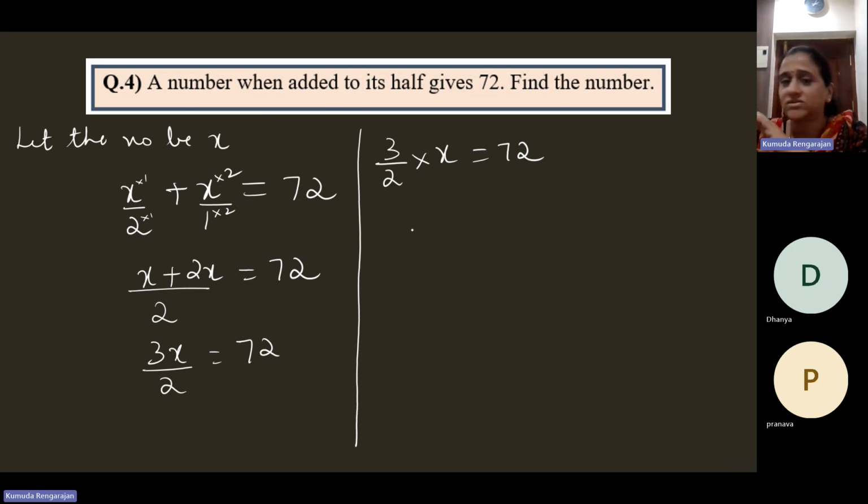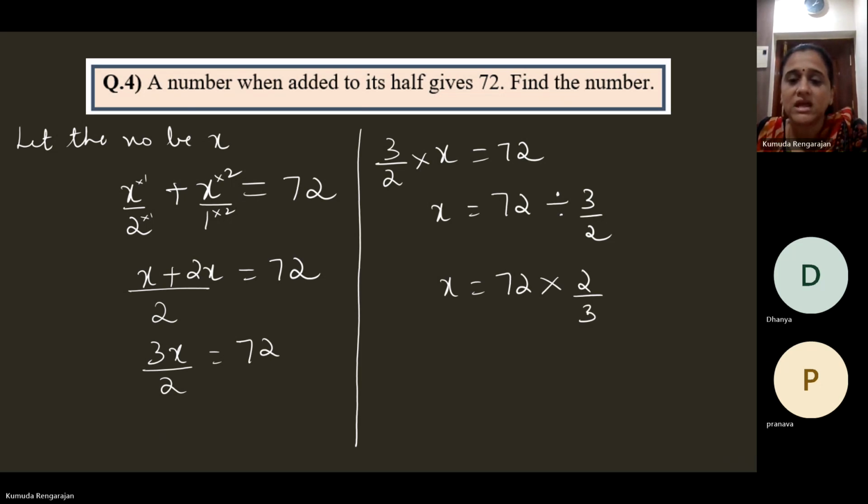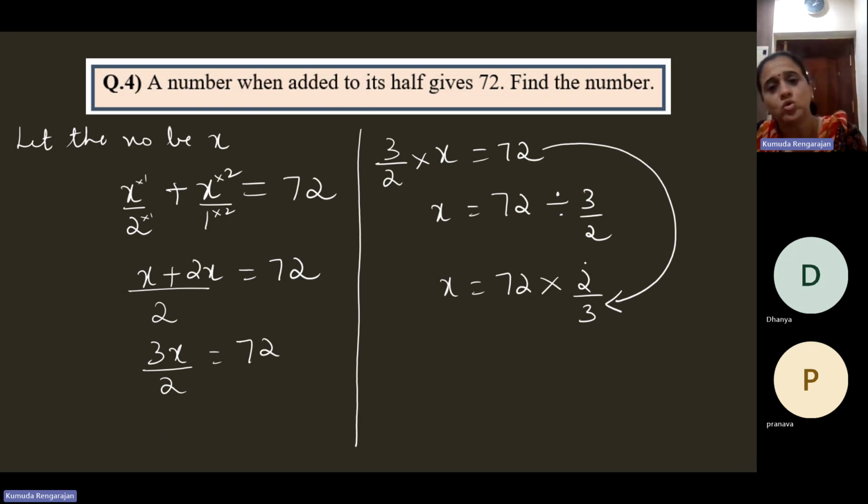So you can remember like this. A fraction, when it's multiplication, will become its reciprocal on the other side. I'll just write and tell you. X is equal to 72 divided by 3 by 2. Because it's into 3 by 2 here, on the other side it's divided by 3 by 2. So x is equal to 72 into 2 by 3. From this step, you can write this step straight away. Here it is into 3 by 2. It will become into 2 by 3 on the other side. You can write this step directly without showing this step.